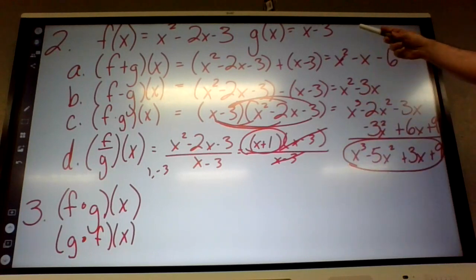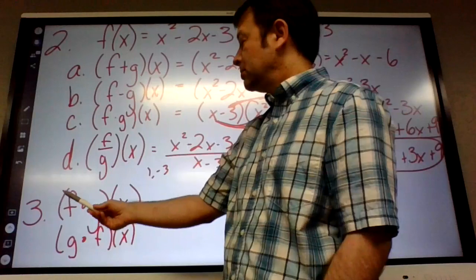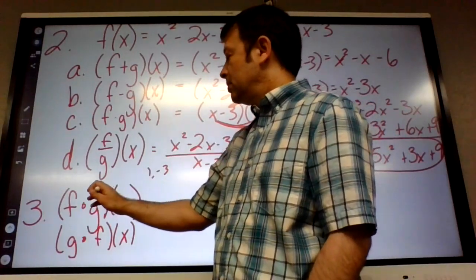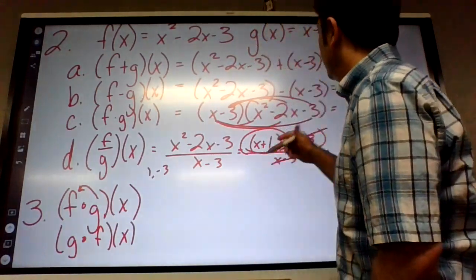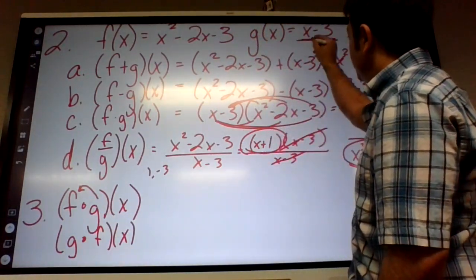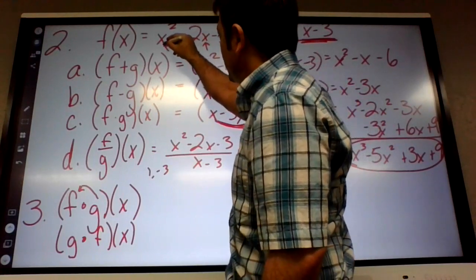Number 3, we're actually using the same f of x and g of x. Okay, what does this f of g thing mean? G goes into f. Right, we're going to put the g function into the f function, which means we're going to pick this up and put it in for the x's right there.